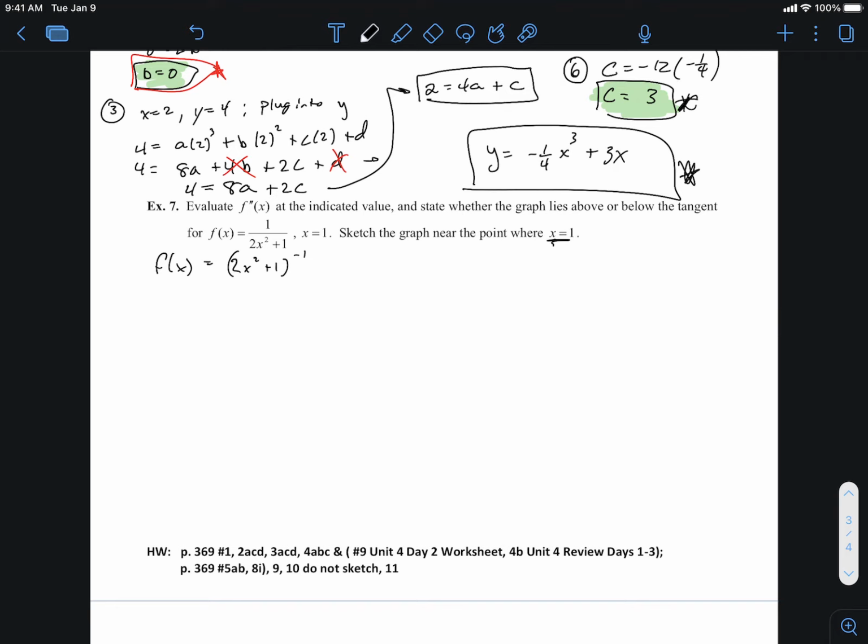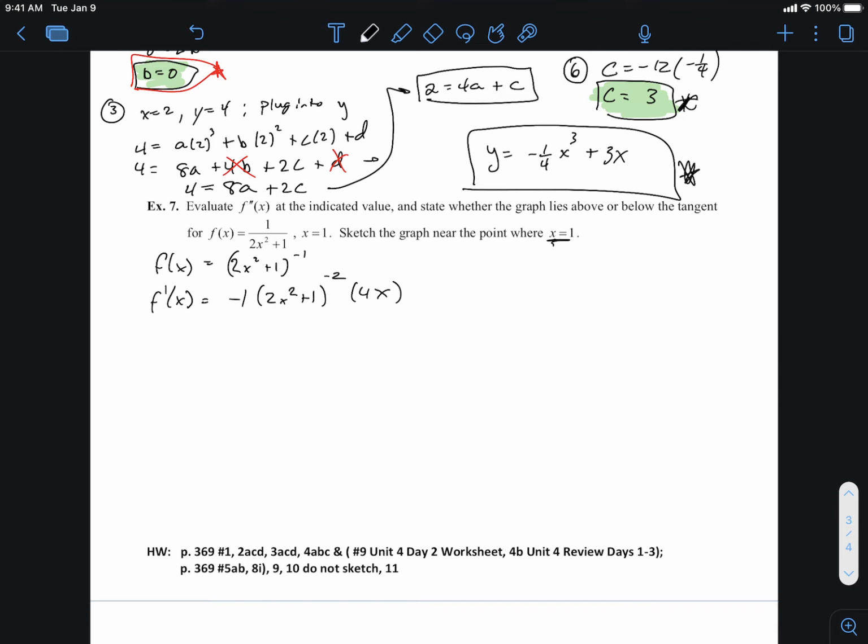We have a power law, but there's also a function on the inside, so we're going to have to apply chain rule. I'm going to bring the negative 1 down. So the first derivative is going to be negative 1 times 2x squared plus 1, and we know with power law I have to subtract from the exponent. So it's going to be minus 2 because it was at negative 1. And then I have to multiply by the derivative of the inside, as per the rules of chain rule. So I have to multiply by 4x.